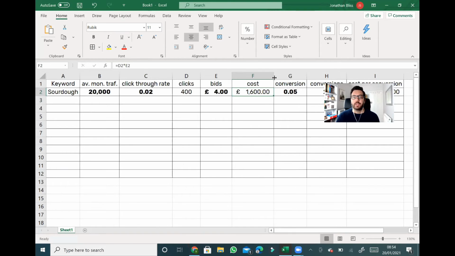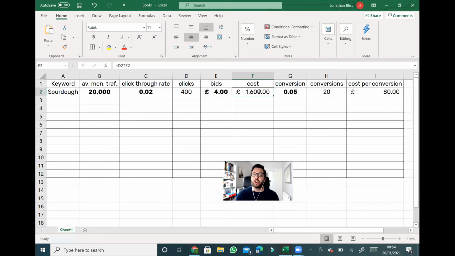Suddenly the cost jumps up to £1,600. You'll be paying for that. And the cost per conversion is going to be probably at least £80. So it might cost you £80 per lead.